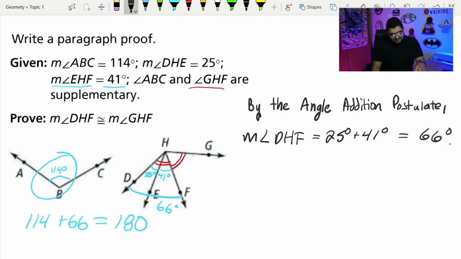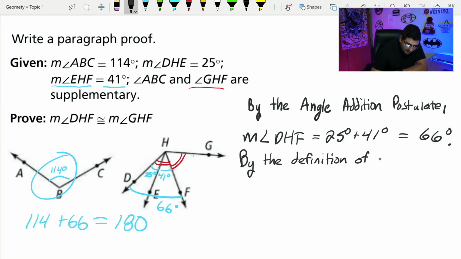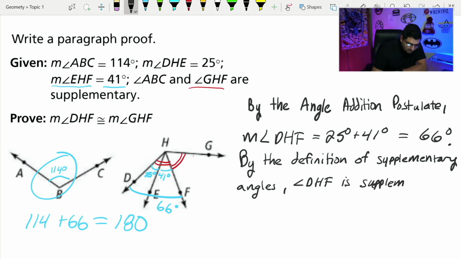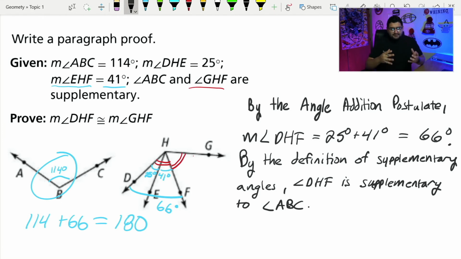Now, we proved that it was supplementary to angle ABC by simply using the definition of what a supplementary angle is, which states if you have two angles that add up to 180, they're supplementary. So then we could say that by the definition of supplementary angles, we know angle DHF is supplementary to angle ABC. So we know these two angles are supplementary.